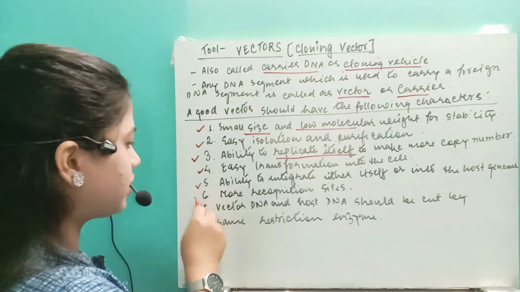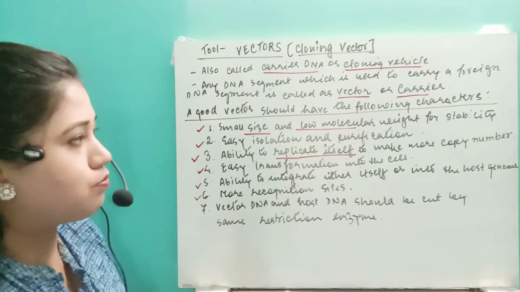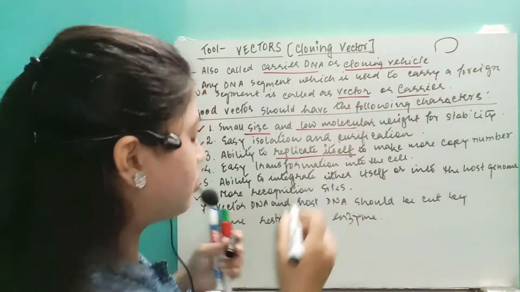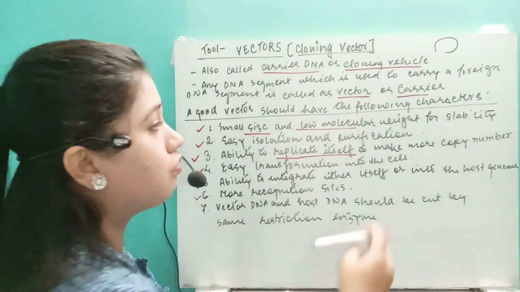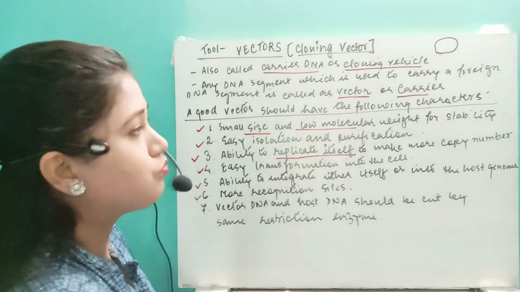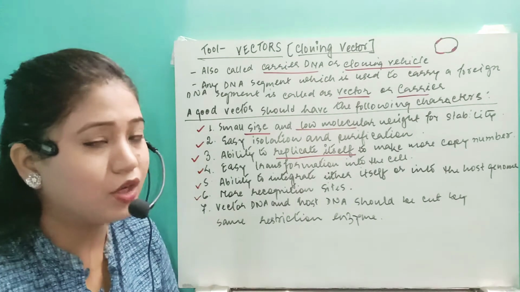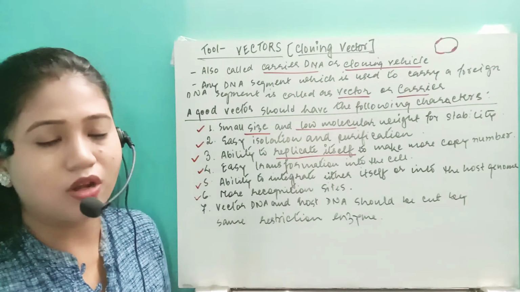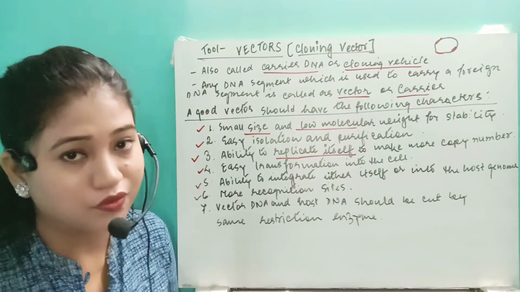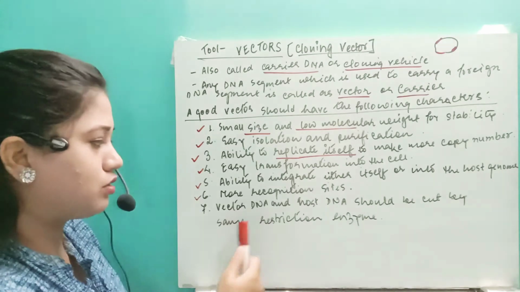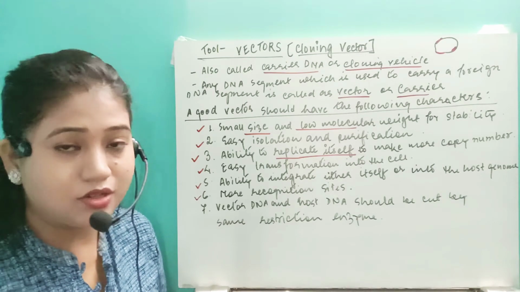The next characteristic is more recognition sites. That means one cloning vector. Suppose this is the cloning vector. In that cloning vector, more and more recognition sites will be present. Normally one recognition site is there, suppose. Along with that, they need to have more recognition sites, then it will be a very good vector. What recognition sites are and all, I will tell you whenever we discuss the different sites of the vector. We'll discuss it, don't worry. So more recognition sites should be present, then only we can call that vector a good vector.